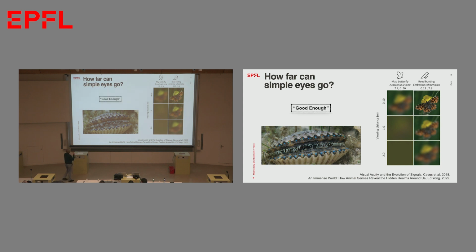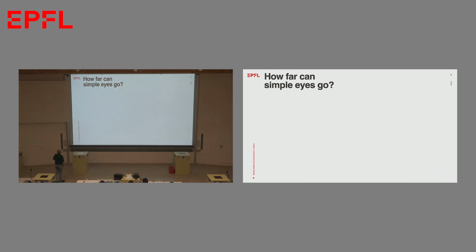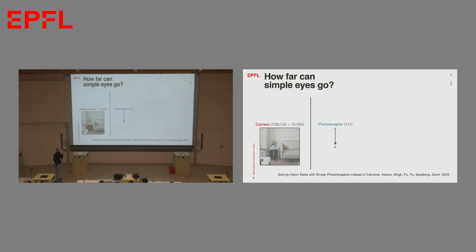So what I want to frame is basically good enough. There seem to be solutions that are good enough and they're simple, and we wanted to understand where that can actually go. So inspired by that, we wanted to study how simple we can go in terms of resolution in a robotics setting and still be able to solve downstream problems. So what we did, we basically replaced cameras with photoreceptors.